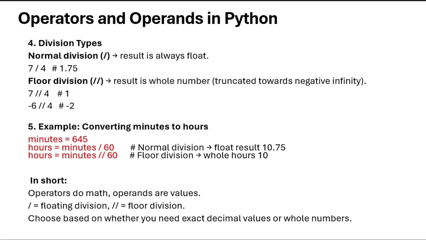Got it? In short, operators do the mathematical operations and operands are the values. It is a floating division. It is a floor division. Choose based on whether you need exact decimal values or whole numbers. According to your result, you have to choose whether you want normal division or floor division.